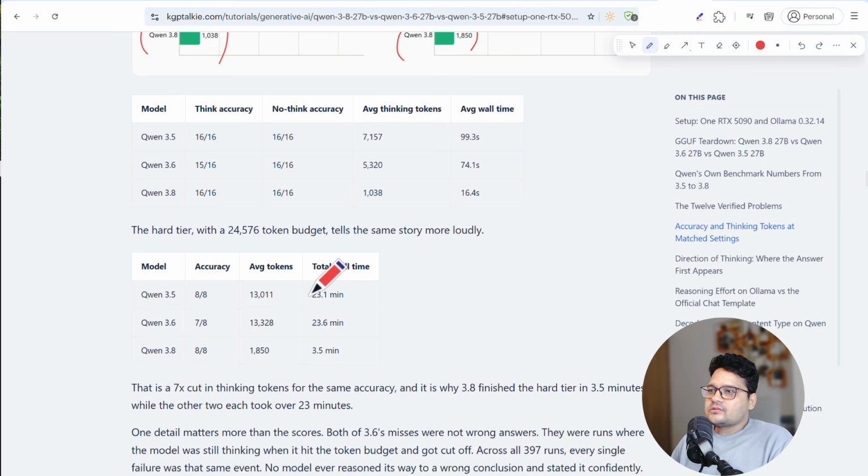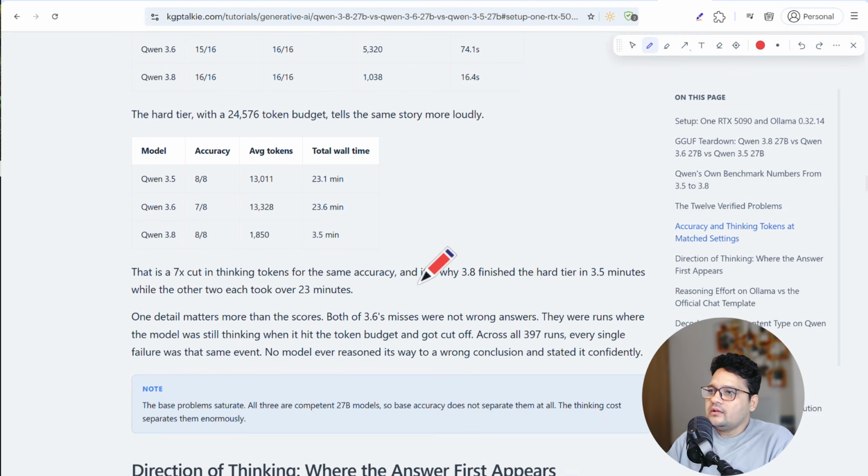Okay. Now let's go ahead and see the timing as well. So for a problem statement which I had given to these models, on average, I'm saying here on average, Qwen 3.5 took like 23 minutes. Qwen 3.6 also took 23 minutes, whereas Qwen 3.8 was super fast and it took here 3.5 minutes.